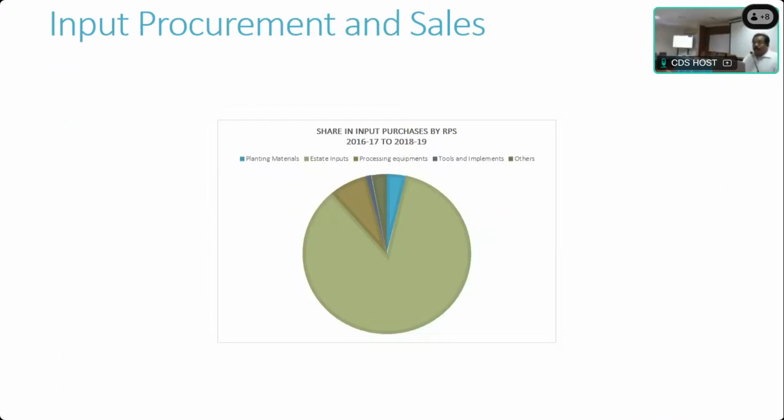Now, among the different activities, I have shown that about 40% of them were involved in input procurement and selling those inputs back to the growers. Most of the activity was with regard to one particular aspect, that is estate inputs. Otherwise, most other aspects were not available. So estate inputs were the largest inputs that were bought and sold. But I must again mention here, the number of RPSs doing input sales is also very low.